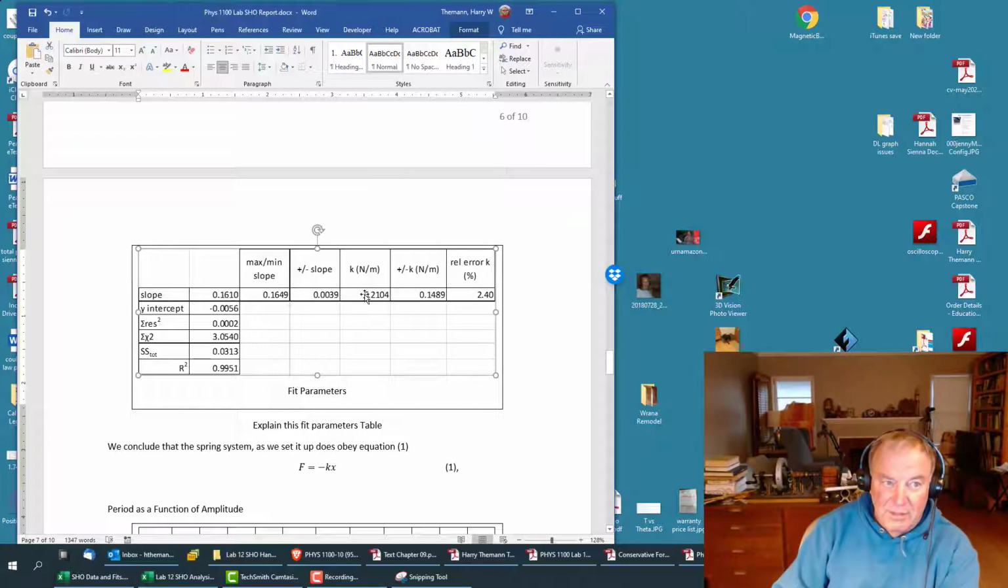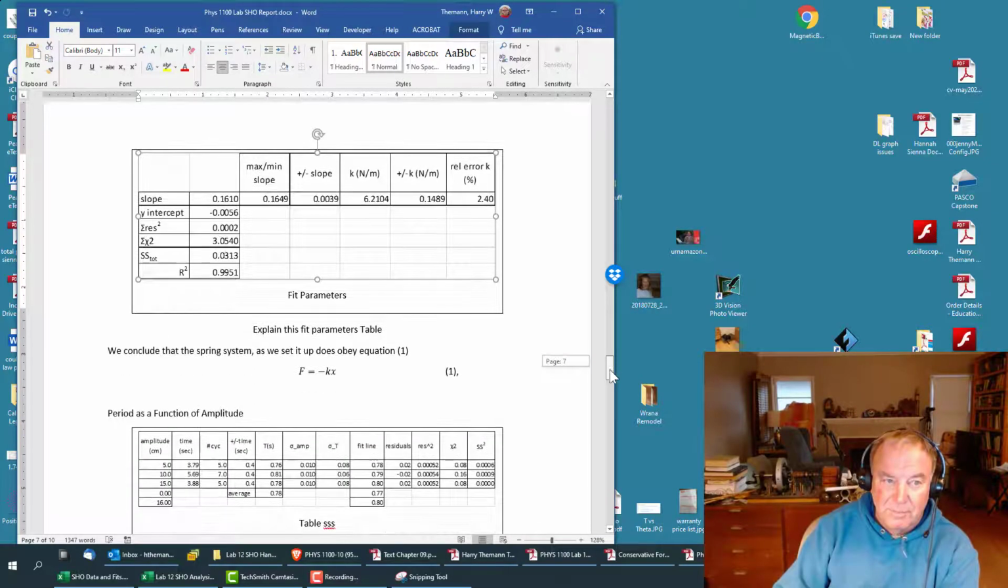Then we have the 4 pi squared, I guess, whatever. No, not in that case. It's just 1 over the slope equals k. And then you have the plus minus slope. You can turn that into plus minus k. Again, that's in the video. And we see that our plus minus divided by our measurement times 100 is 2.4%, so we feel kind of happy with ourselves.